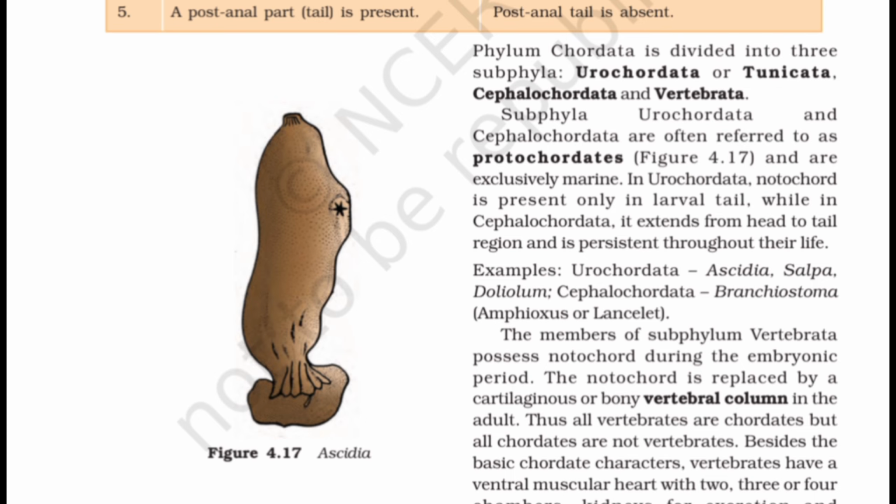In Urochordata, the notochord is present only in the larval tail, while in the Cephalochordata, it extends from head to tail region and is persistent throughout their life. Examples of Urochordata are Ascidia, Salpa, and Doliolum. The example of Cephalochordata is Branchiostoma, Amphioxus, or lancelet.